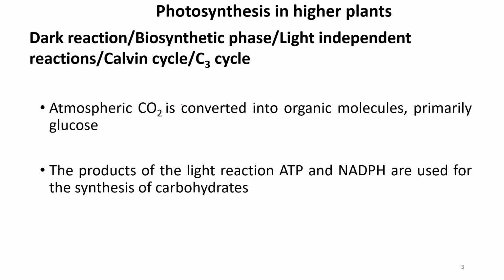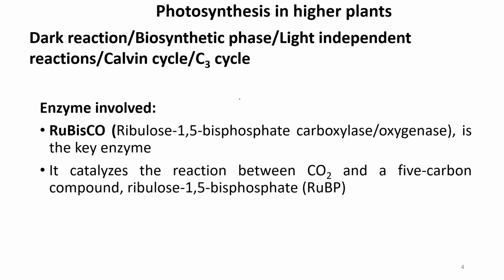Now what happens during the C3 cycle? Atmospheric carbon dioxide is converted into organic compounds, and primarily glucose is formed. Other carbohydrates are also formed, such as cellulose and starch, but majorly glucose is formed. Now what happens here? The products of the light reaction, which are ATP and NADPH, are used for the synthesis of carbohydrate during the C3 or the Calvin cycle.